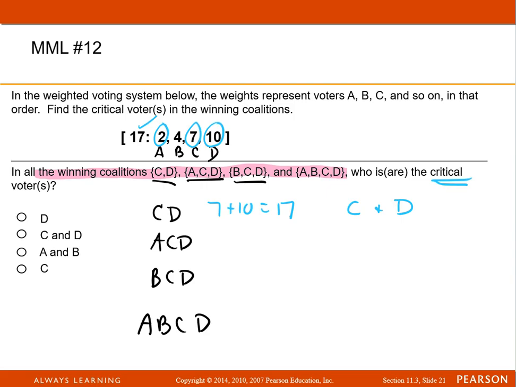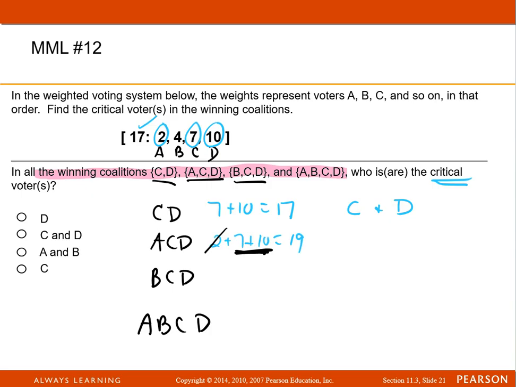Now for the next one, A, C, and D, here's A and C and D. That adds up to 2 plus 7 plus 10, which is 19. And they told me that that was one of the winning coalitions, and it is. So when I'm looking at this, if A steps away, if A says, no, I'm not voting with you, C and D, C and D will still have 17 votes. So A is not critical.